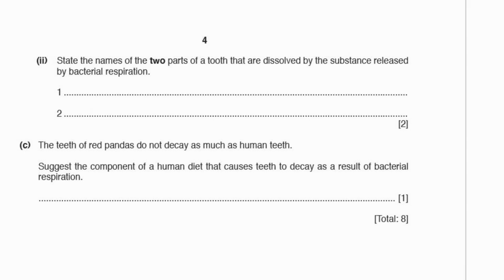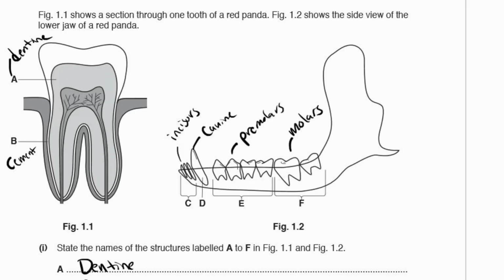2. State the names of the 2 parts of a tooth that are dissolved by the substance released by bacterial respiration. The 2 parts of the tooth are the enamel and the dentine. So this is the enamel layer. The white layer is the enamel. And the gray layer here is the dentine. And if the cavity gets all the way down to here, then those are the nerves, and that's very painful.